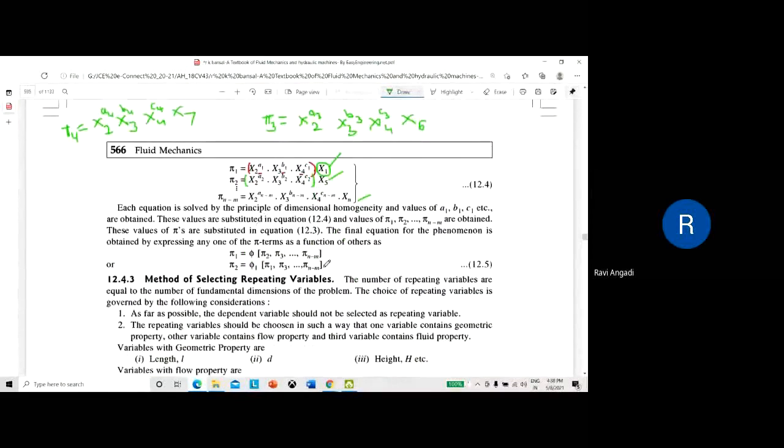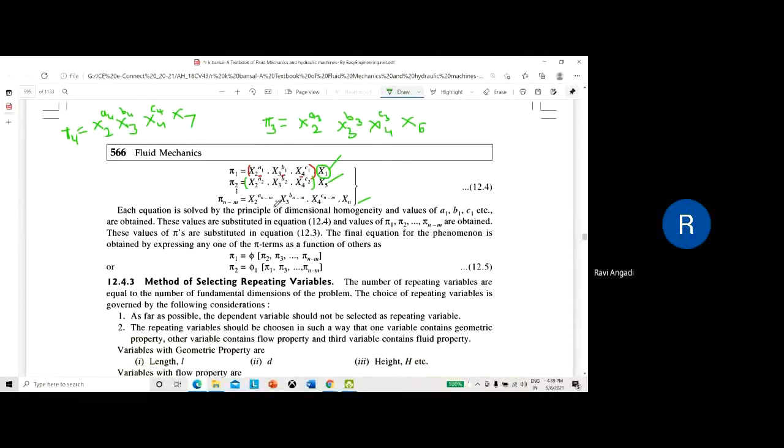This is the derivation of the pi terms, the Buckingham pi theorem. When I take a problem and I'm taking n number of variables and m number of fundamental dimensions, then as I keep on solving the pi terms, you'll understand this method very clearly. But for this moment, you try to understand this derivation here.